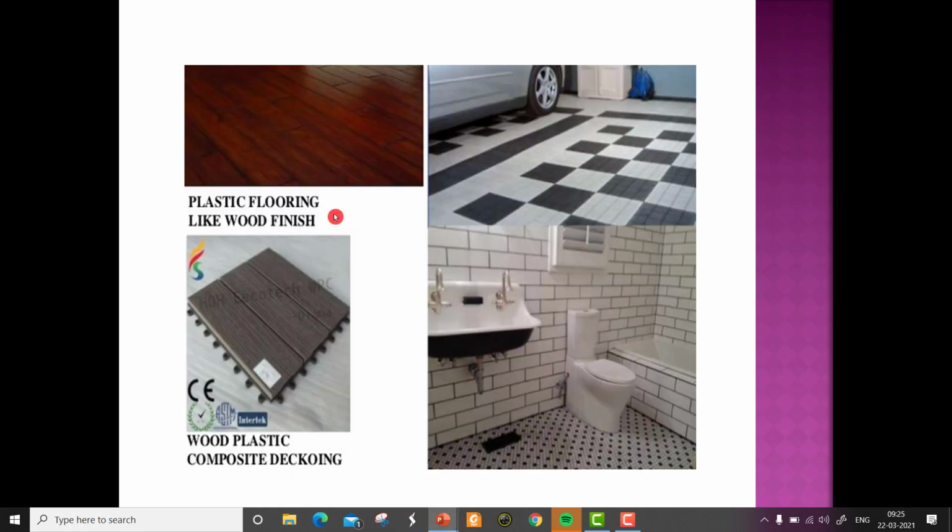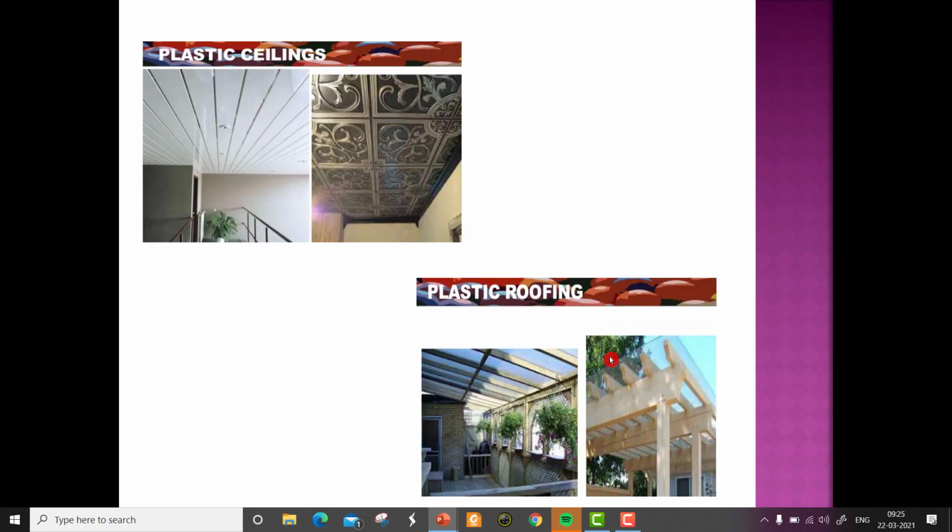Now recently there is a technology on plastic flooring. It gives a wood-like finish, and wood plastic is there. It can be used for doors, and sometimes ceramics is also replaced by plastic materials. Plastic ceilings figure, and also the figure on plastic roofing.